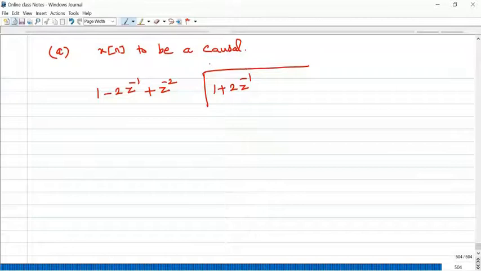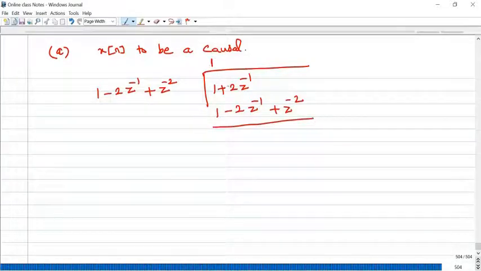Now we have to select the value such that this term must be cancelled. The 1 must be cancelled. So here 1 is there. So if we multiply with 1, 1 multiplied with 1, 1 multiplied with minus 2 z power minus 1 plus z power minus 2. 1 multiplied with this entire value, you will get this. Now subtract: 1 minus 1, 0. Plus, minus of minus 2, you will get 4 z power minus 1. This is minus z power minus 2.